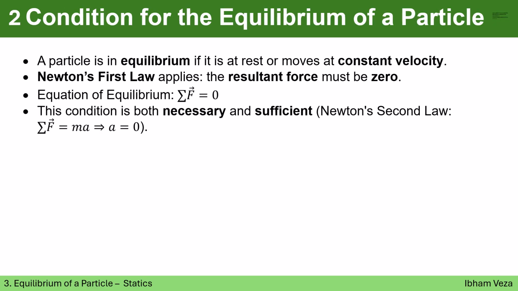Condition for the equilibrium of a particle. A particle is considered to be in equilibrium when it remains at rest or moves with constant velocity. According to Newton's first law, this condition is satisfied when the resultant force acting on the particle is zero. In mathematical form, the sum of all forces must equal zero. This equilibrium condition is both necessary and sufficient. If the net force is zero, acceleration is zero, and the particle remains in equilibrium. This principle serves as the foundation for all equilibrium analyses in statics.